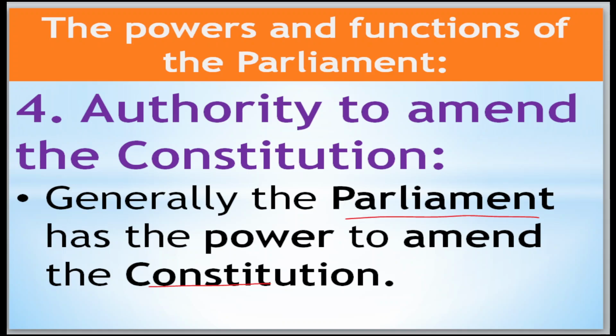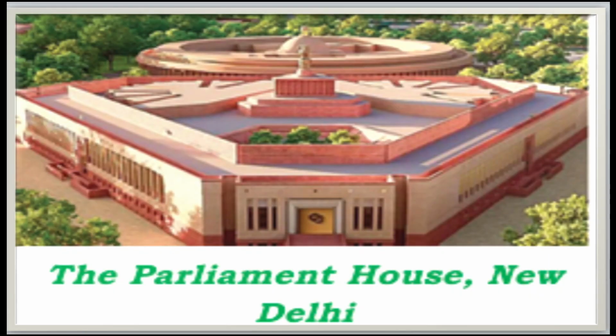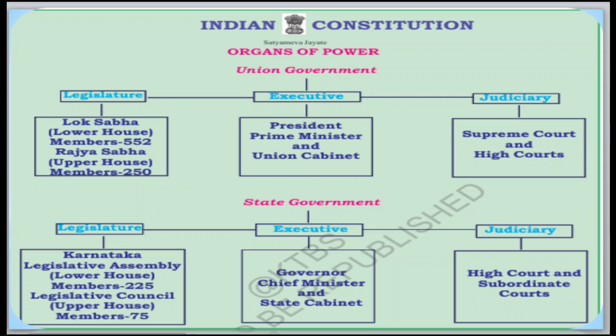Now move to the next. This is one chart. In a legislature you have the Lok Sabha, the lower house, total members 552. Rajya Sabha, the upper house, members 250. In the executive you have the president, prime minister and union cabinet. In the judiciary you have the Supreme Court and High Court, and subordinate courts in the union government.